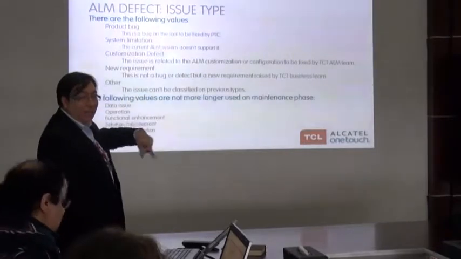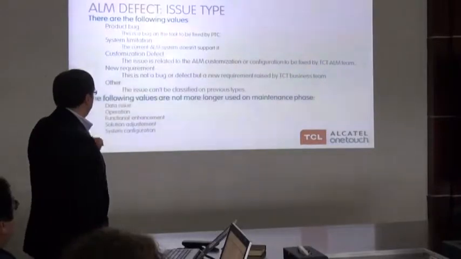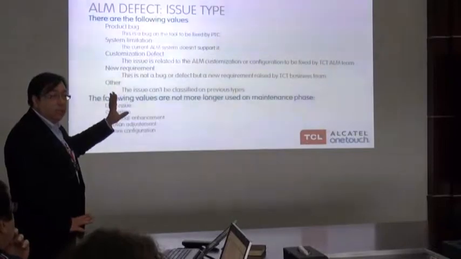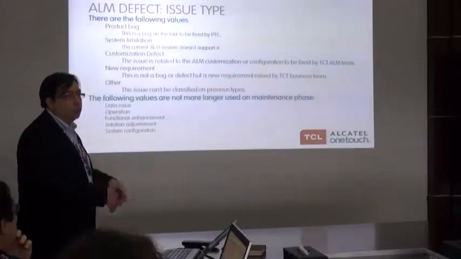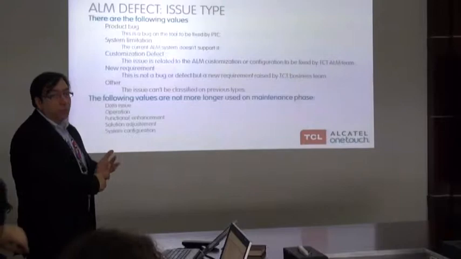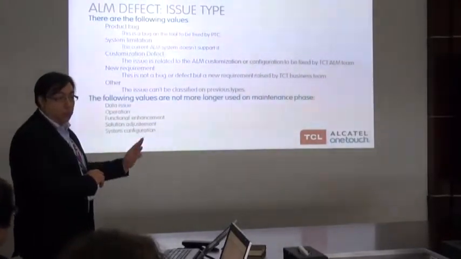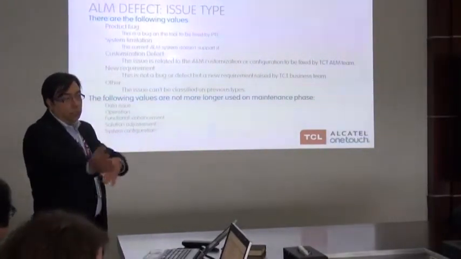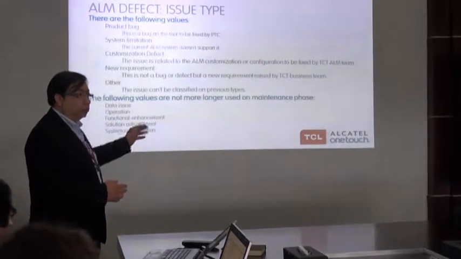When you create an ALM defect, you have the priority and then you have the issue type. You have these values. We keep the same values as before. We only remove some values because now we don't need to manage many different kinds of type. We will keep product bug. This is clearly a bug on the tool. Something that should work one way is working in another way. It's a problem to fix. You put product bug.